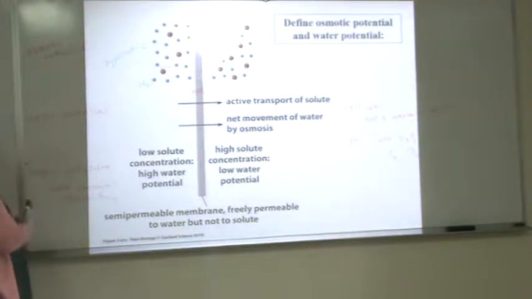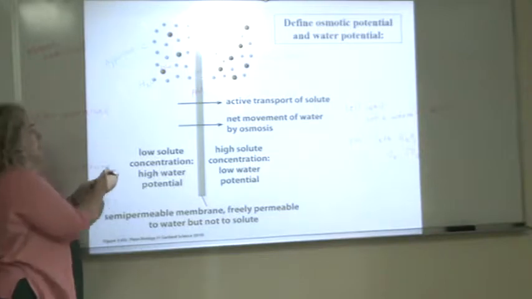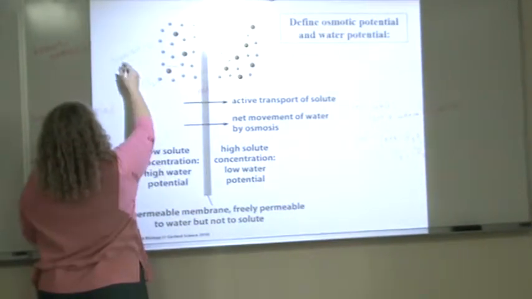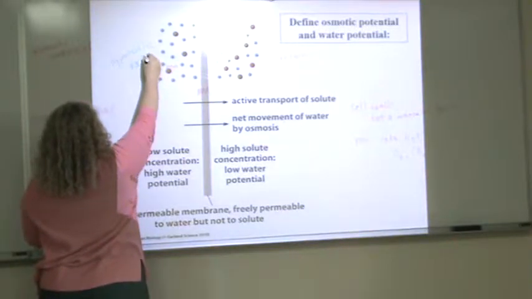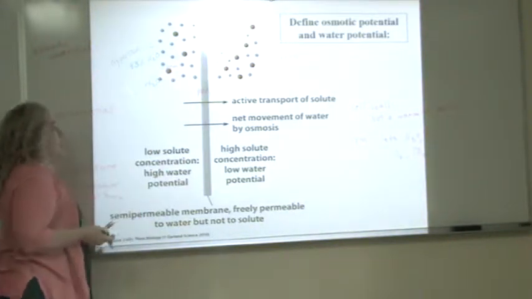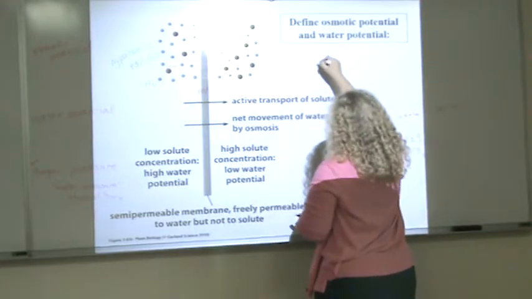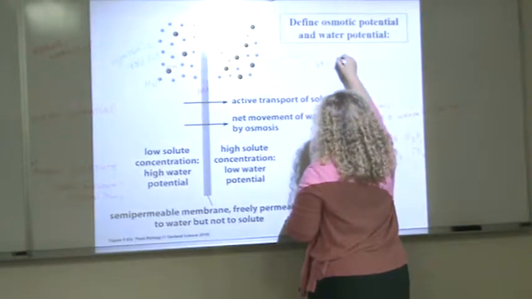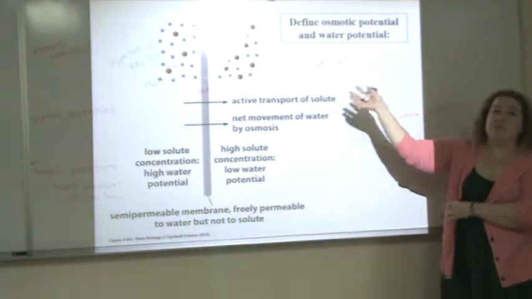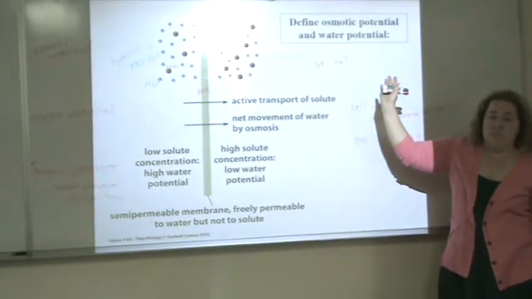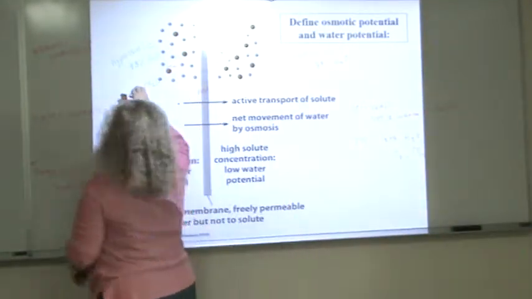The way that I think about this is by putting actual numbers on it. So let's say this side, hypotonic, is 93% water and 7% solute. This side is 84% water and 16% solute. And I'm just making up those numbers. This side has more solute. This side has less solute.